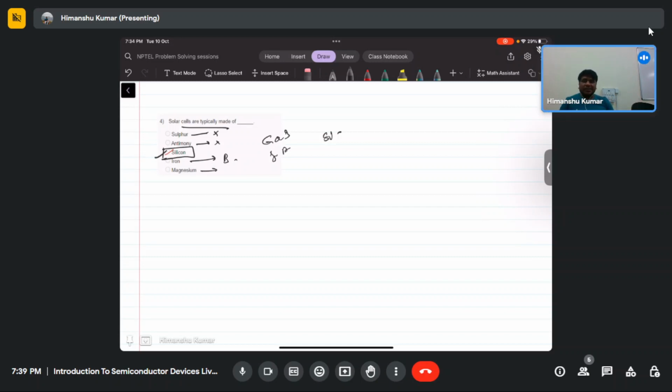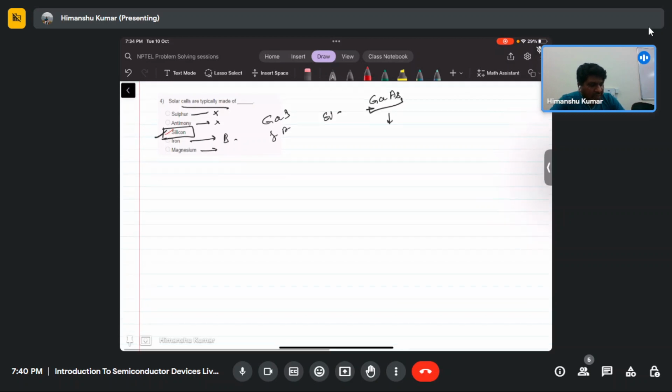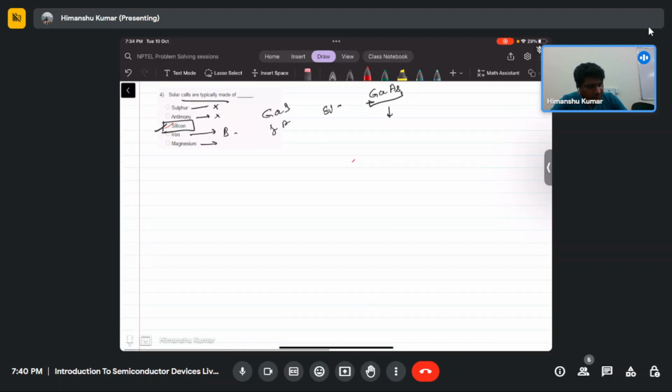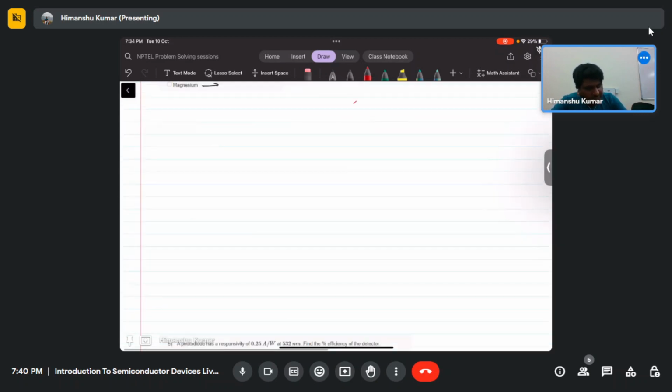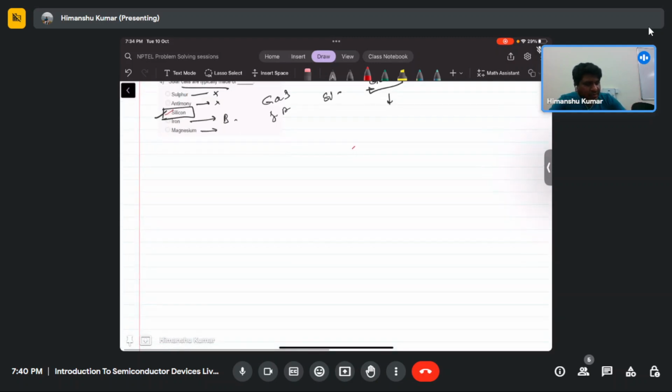Then multiple. Gallium arsenide solar cells are also there. Actually, gallium arsenide is better. Gallium arsenide is a direct band gap semiconductor. So what is the direct band gap? If you draw the E versus K diagram, that is known as the band structure.